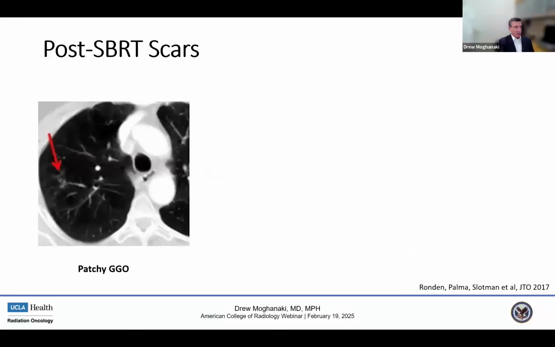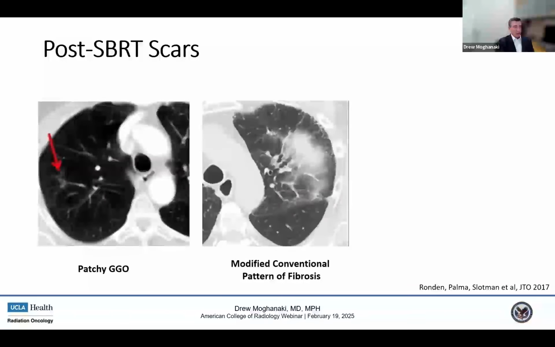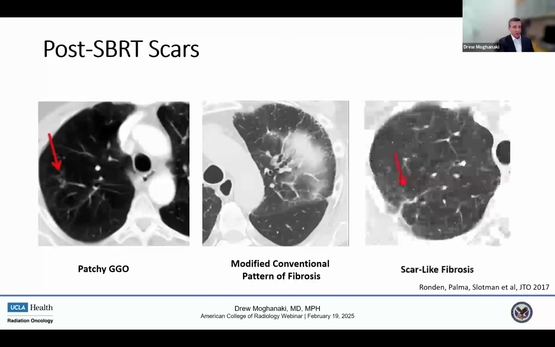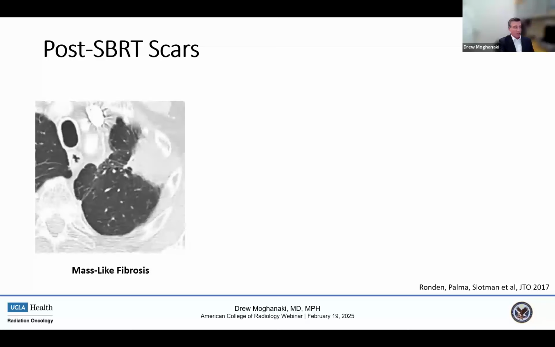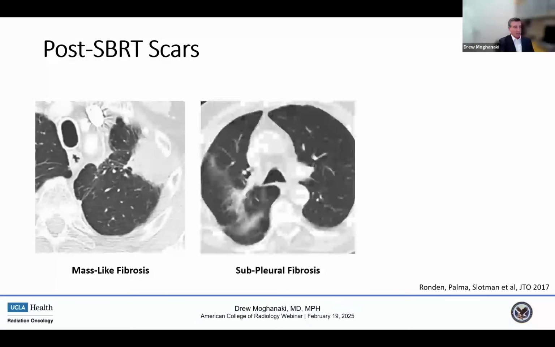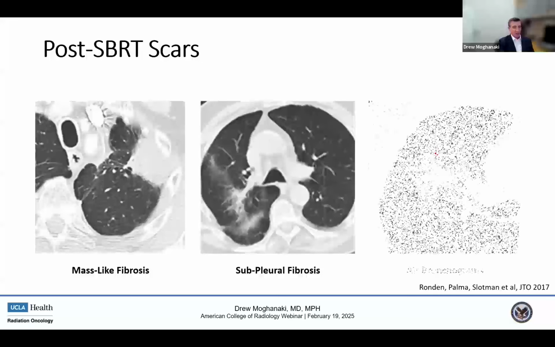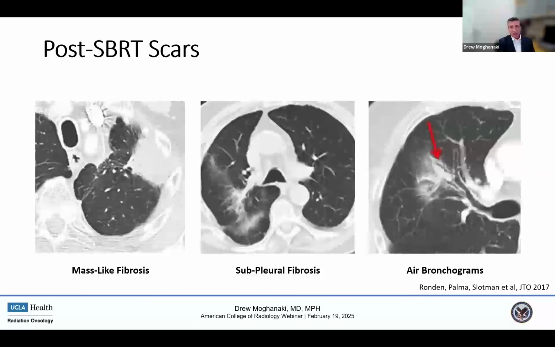Here you can see patchy ground glass opacities, something called a modified conventional pattern of fibrosis, or some sort of scar-like fibrosis, again, in patients without any evidence of disease otherwise after SBRT. You can see these, and these, and these. And one thing that I've learned is that when you do see these bronchograms not being kinked or moved around, that leads us to think that the density that we're seeing is not a mass-occupying tumor, but instead just evolving scar. You can see the architecture of the bronchograms here looks pretty normal.